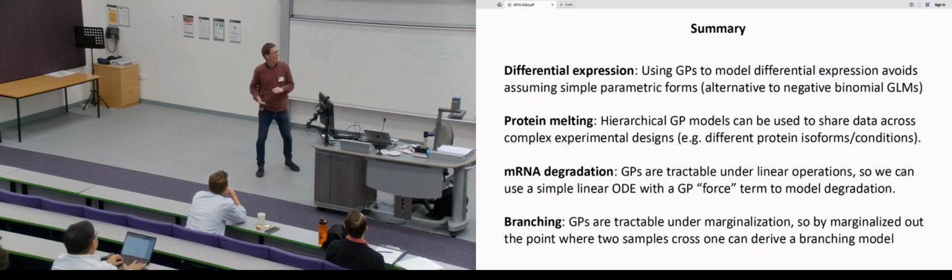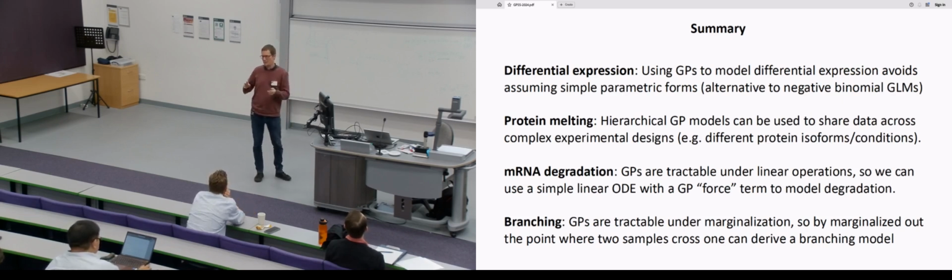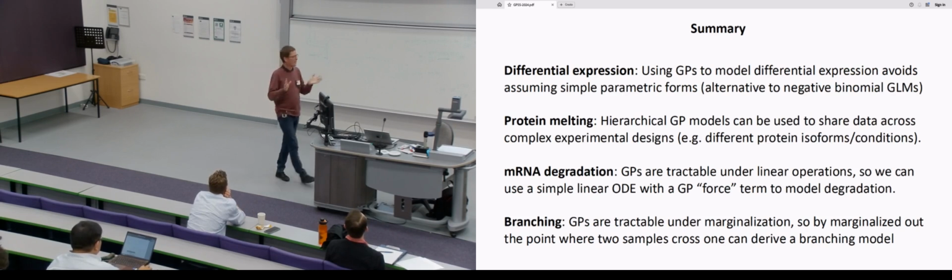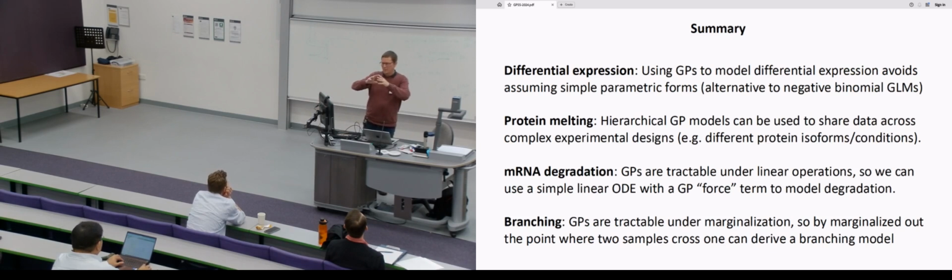Okay, so just to sum up, with the differential expression, the thing is that you're moving away from a parametric assumption, and a lot of people just use negative binomial GLMs for that type of problem with time series data, and I think the GP is a good solution. For the protein melting, it was more about sharing statistical power across many related data sets: replicates, conditions, protein variants. You want to use the fact that all the curves you're fitting are similar, so you have to put that in your model.